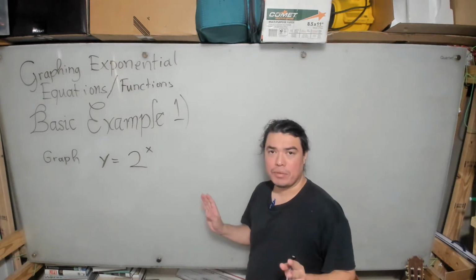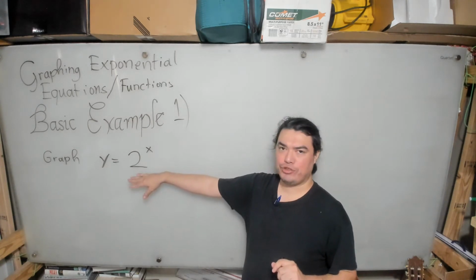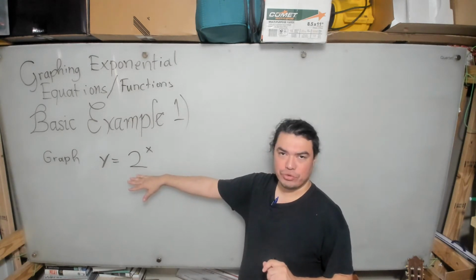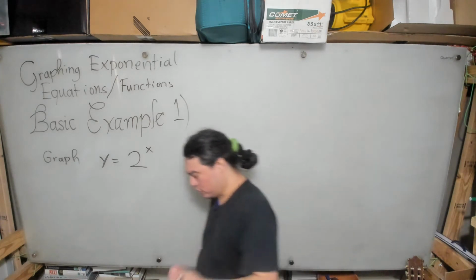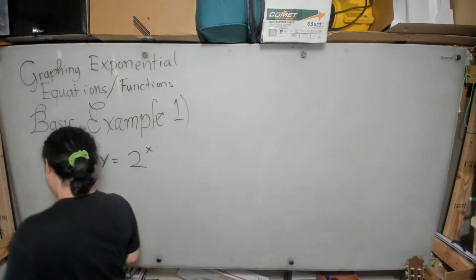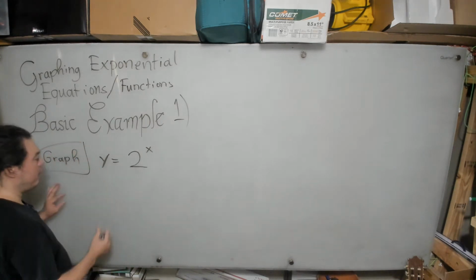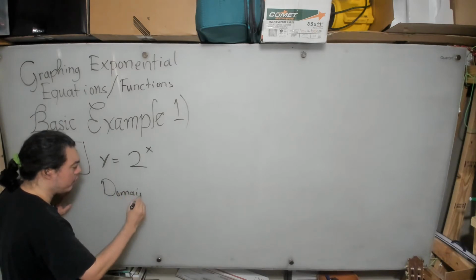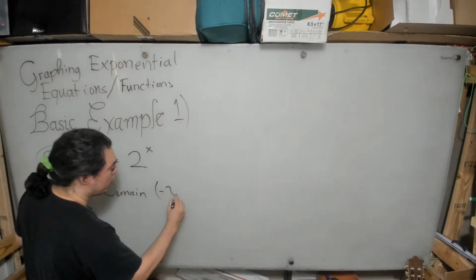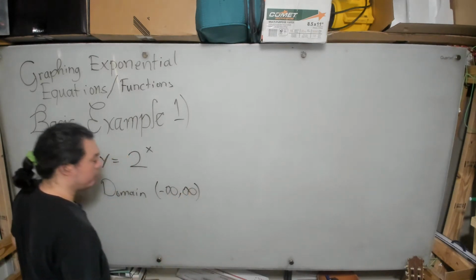So now we're going to start off with the most basic example, which is graphing the exponential equation y equals 2 to the x power. The first thing we need to know is that the domain of an exponential will always be from negative infinity to infinity. In other words, we can find the exponential of any real number, right?